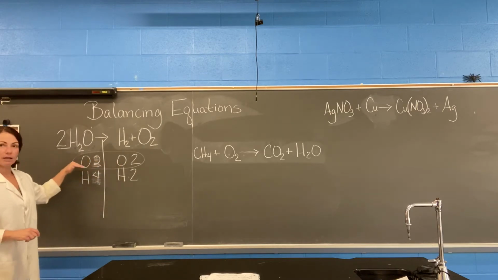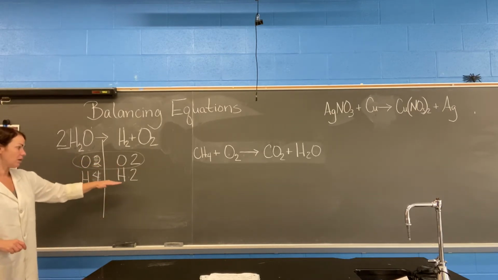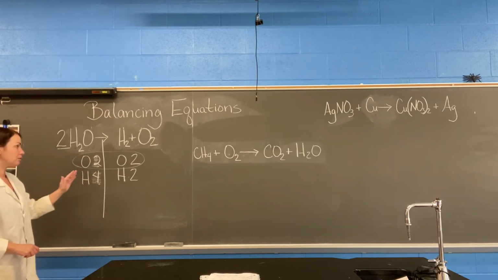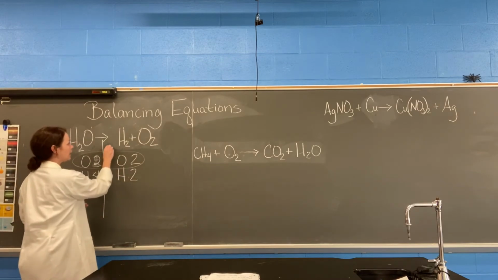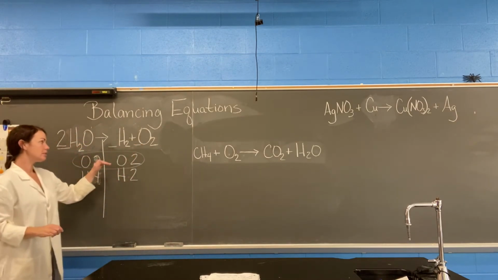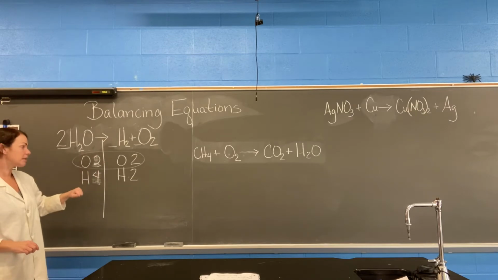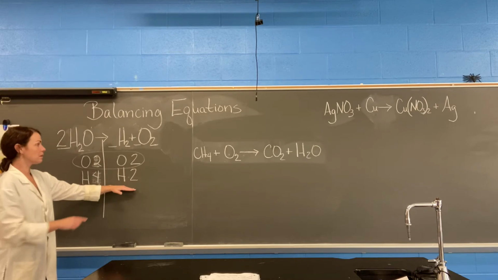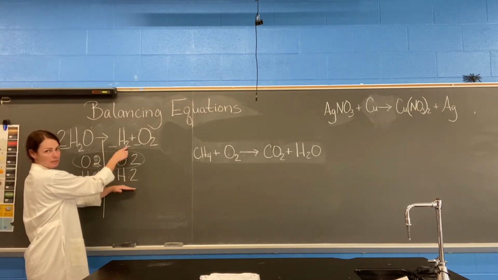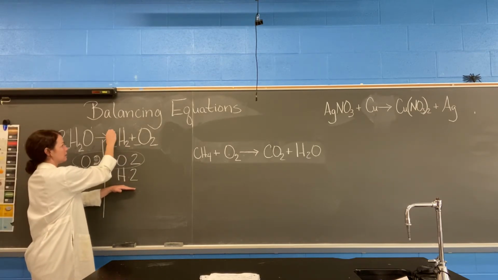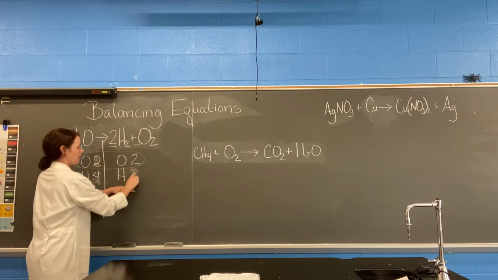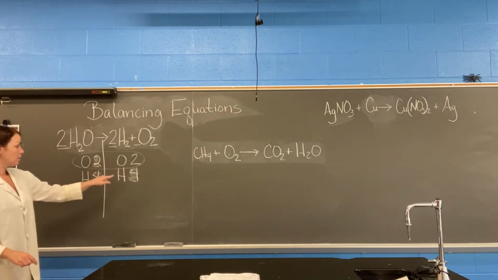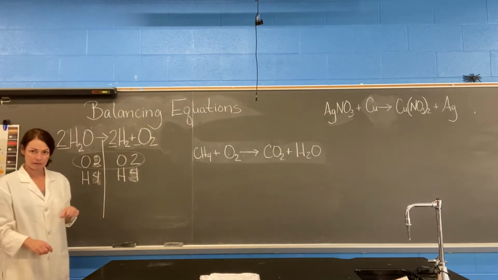So I fixed my oxygen, but now I've caused myself another problem with hydrogen. I now have 4 hydrogens on the left, but only 2 on the right. And again, the only thing I can do is change the coefficient. In this case, I'm going to change the coefficient so that I end up with a total of 4. I need to multiply this subscript by something to give me 4 hydrogens, and that's going to be 2. And now I have a total of 4. And now this equation is balanced.